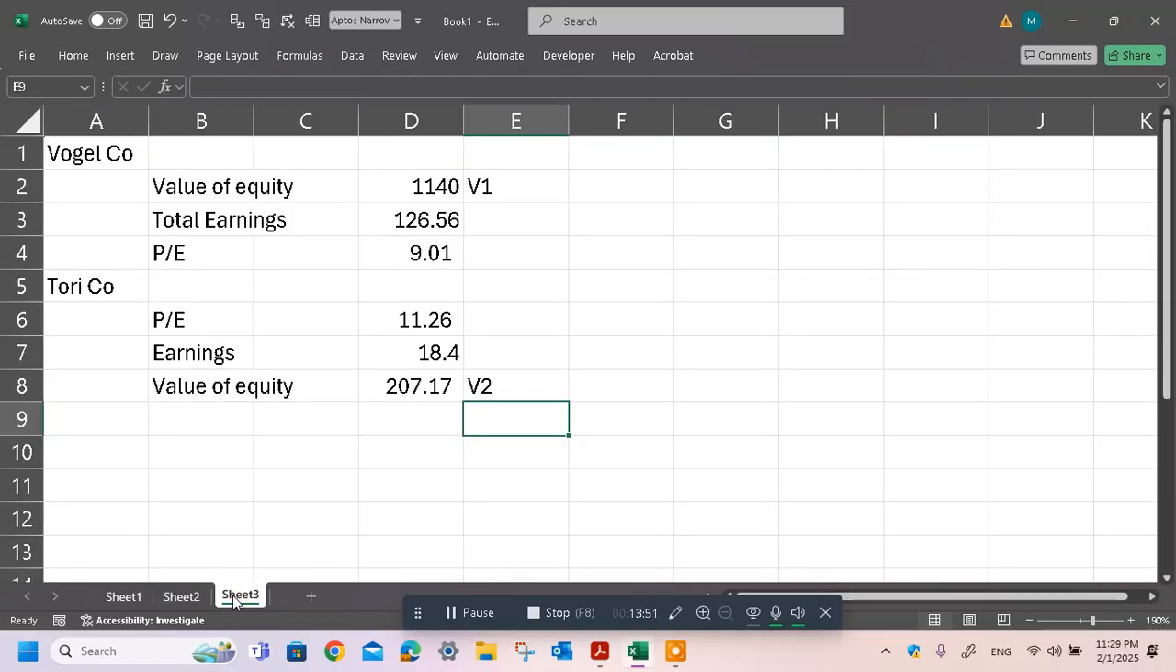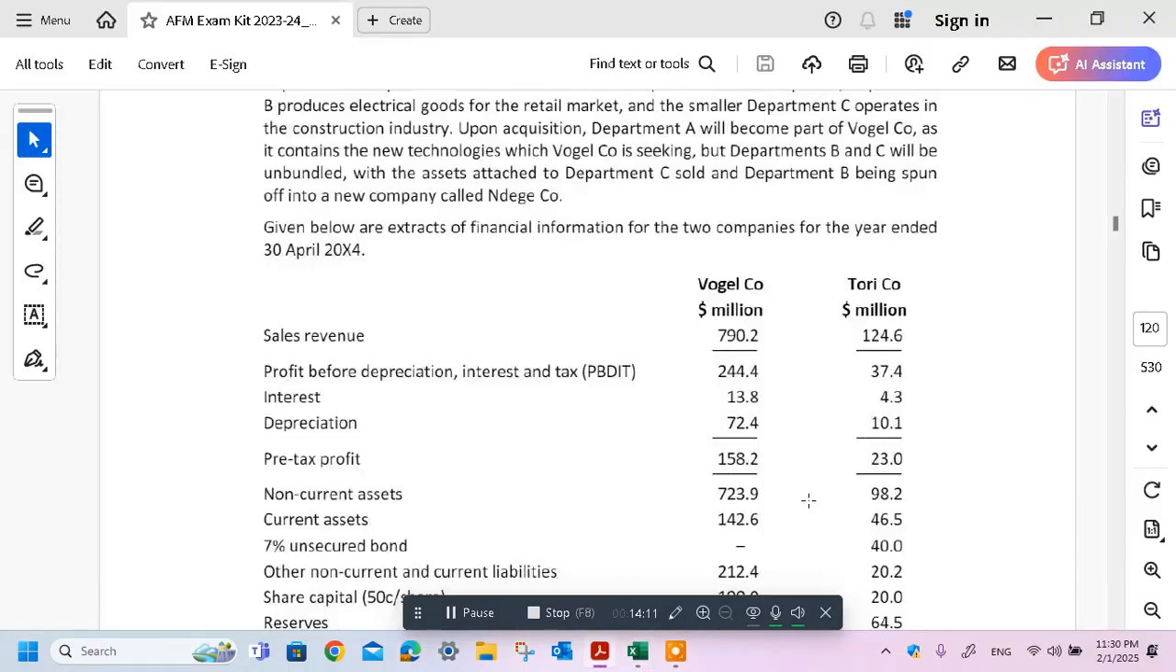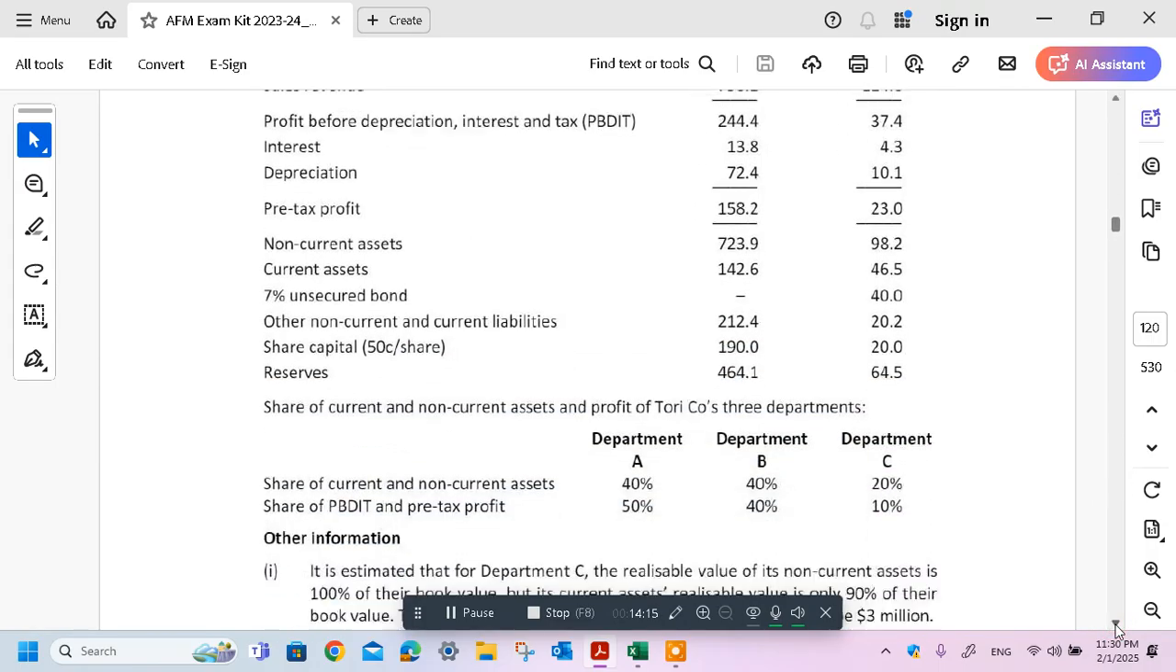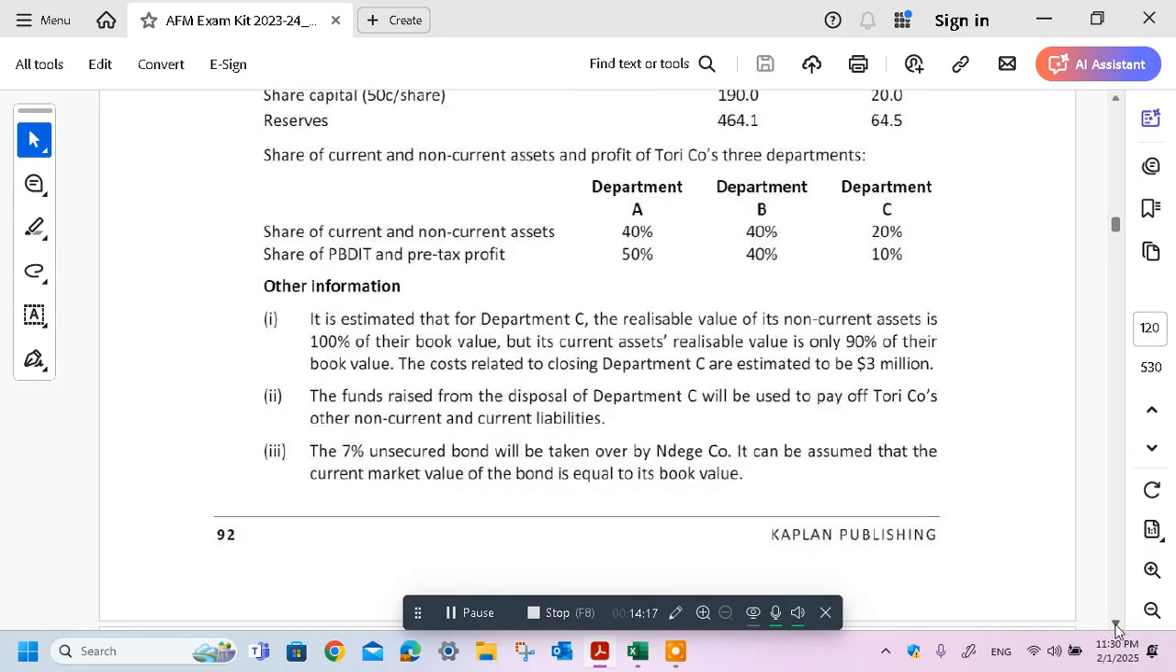Action plan: what I am going to do here. That is very important. Once you finish reading the data, make the action plan. Then step by step, part by part, how you are going to do it. Now, Vogel plus Division A combined firm. What information is there for valuation of them? Is it PE ratio? Is it something else? Let's see.